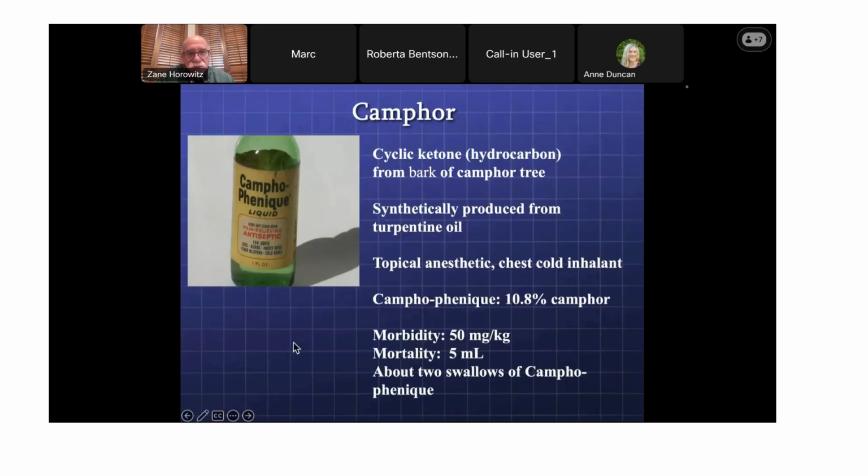It used to be in products like athlete's foot preparations, like camphorphenique. It's derived from the bark of the camphor tree and terpene oil. Camphorphenique was at 10.8%, and that was sort of our threshold. If someone drank camphorphenique, 10.8% camphor, they went in. If it was less concentrated than that, they were okay to watch at home, make sure they didn't have a seizure. Any two swallows was usually the triage thing. Mortality is upwards of 5 cc's, so it doesn't take much.